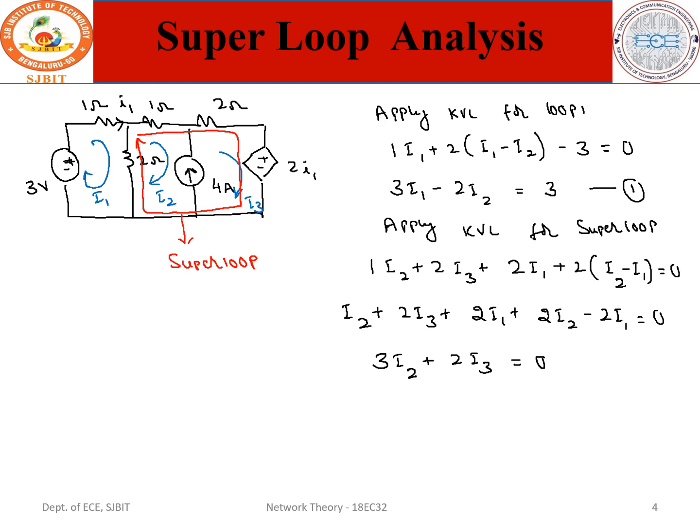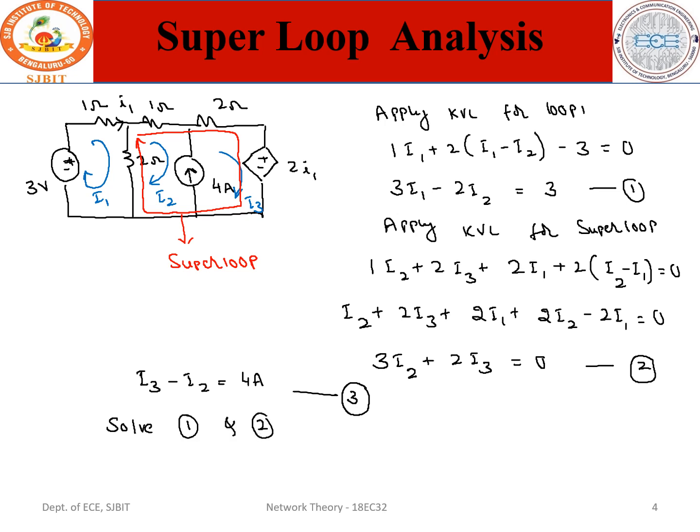Call this equation 2, and you can write one constraint equation. That constraint equation is: the 4 amps is in the same direction as I3, therefore I3 is greater than I2. Therefore you can write the constraint equation as I3 minus I2 is equal to 4 amps. Call this equation 3. Now you can solve equations 1, 2 and 3.